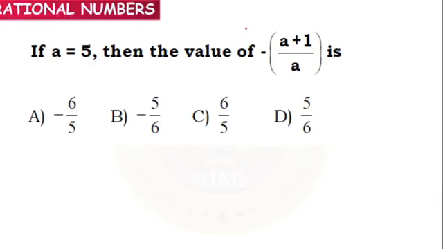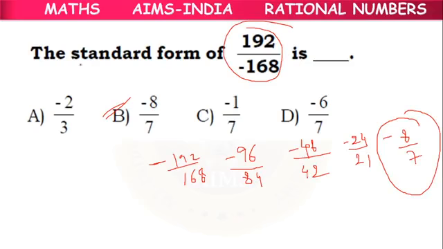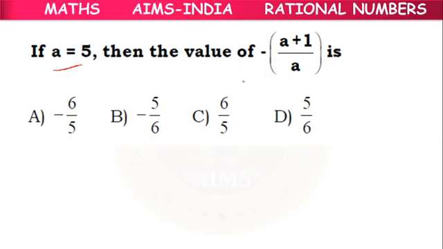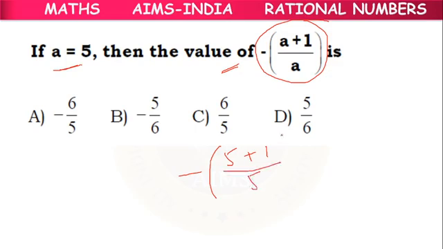Okay, children. Next. If A equals 5, then what is the value of the given expression? So let's substitute. In the place of A I can keep 5, plus 1 is there. What is the answer? Minus of 5 plus 1, 6 by 5. So minus 6 by 5 is the answer.